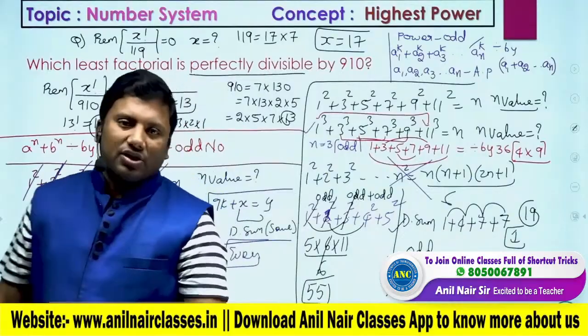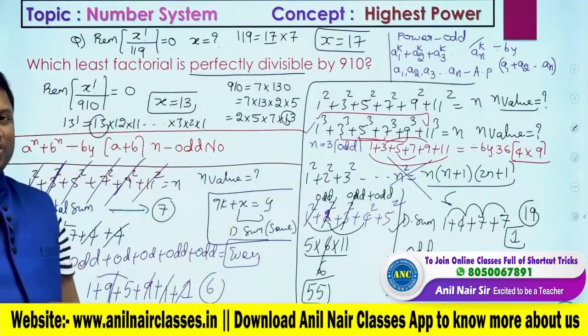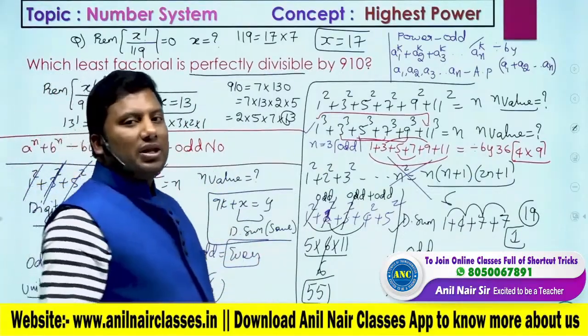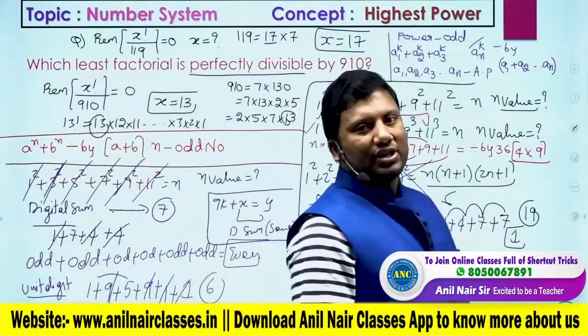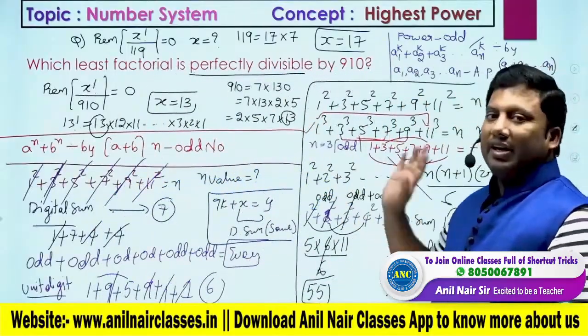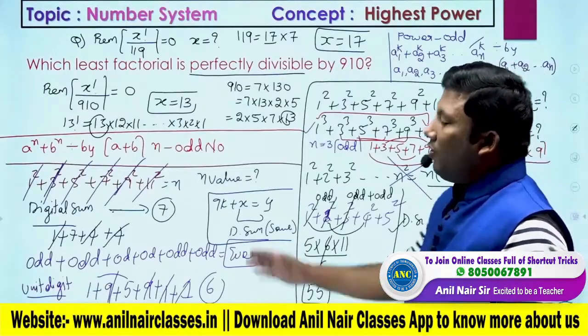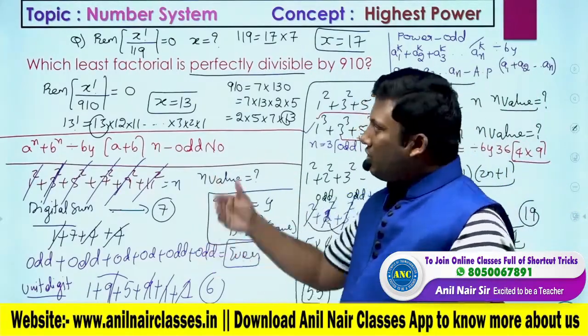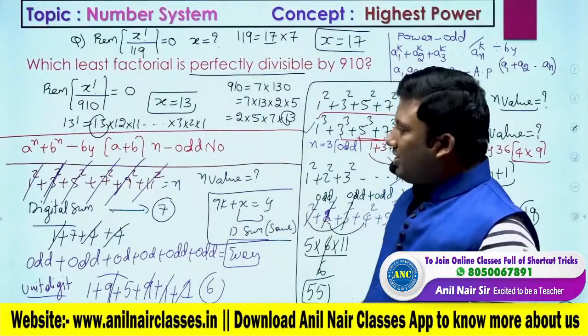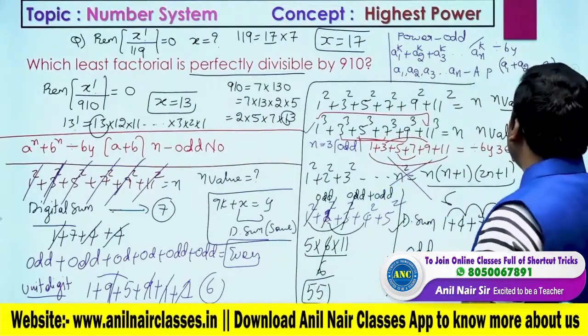Each and every question, if I think that it is a new question, then I'll create some other question so that it will be extremely clear to you. Is the idea clear? X factorial divided by 119, it is 0. 119, it is 17 into 7. So X value should be 17.